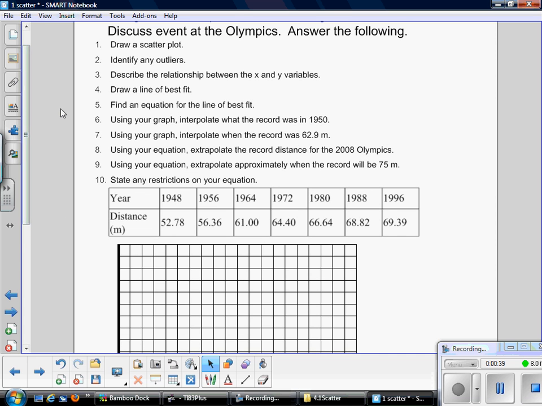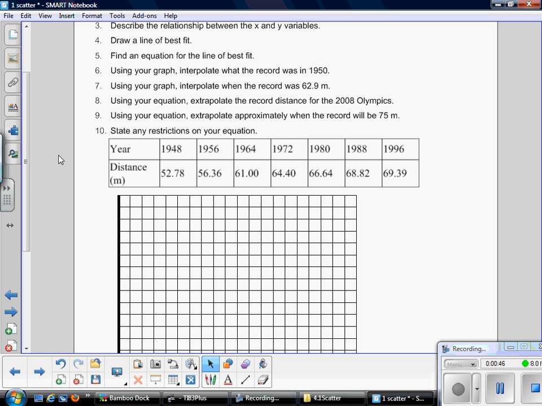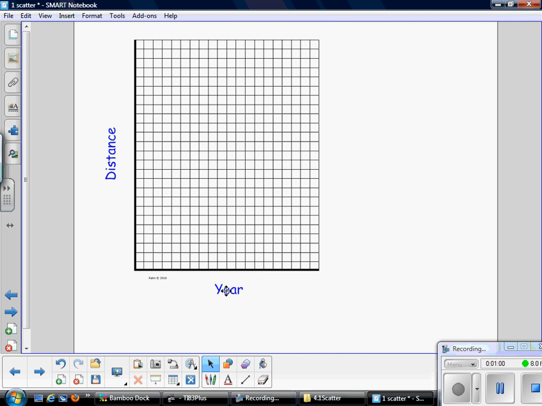Okay, so in order to do that, I need to know what my dependent and independent variables are. So what do I have no control over? It's going to happen whether I'm measuring something or not. Obviously, that's going to be the year. And we're going to see if there's a relationship with the distance. As the year increases, what happens to distance? So the first thing I'm going to do is put year along my horizontal axis and distance along my vertical axis.